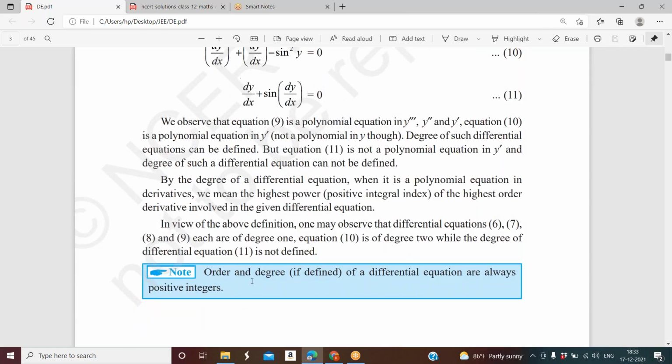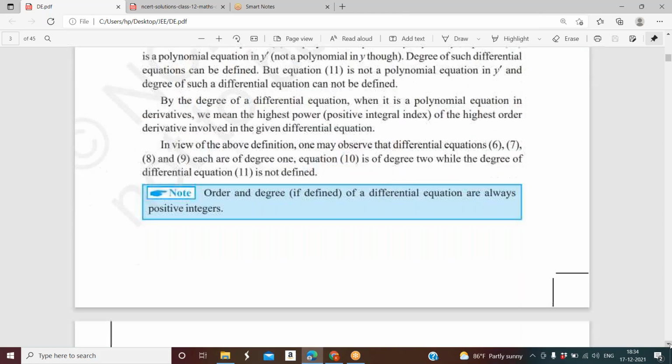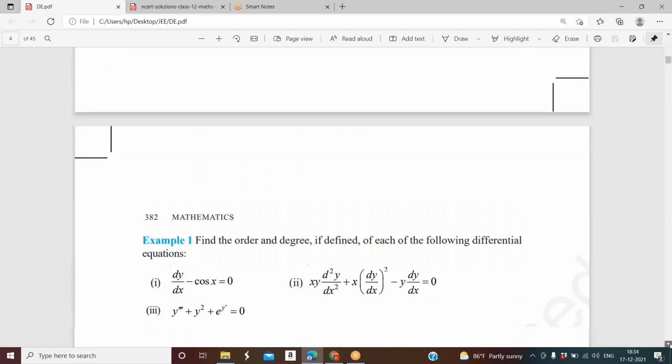Next, the order and degree of a differential equation are always positive integers. I told you, right? Order and degree, if defined, for an ordinary differential equation, are always positive integers. It will not be negative, it is positive only, and it must be an integer.